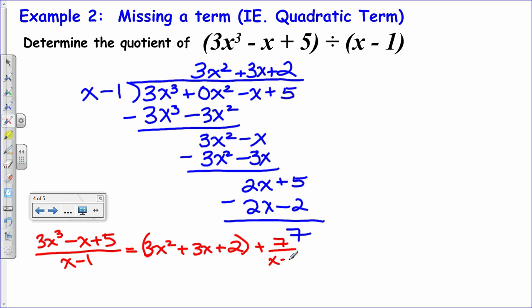over the divisor. Now this form is going to be important in calculus because this is the way we're going to have to write things when we look at oblique asymptotes and limits. So you have to get used to writing it in this way. So that's the point of doing it that for now.